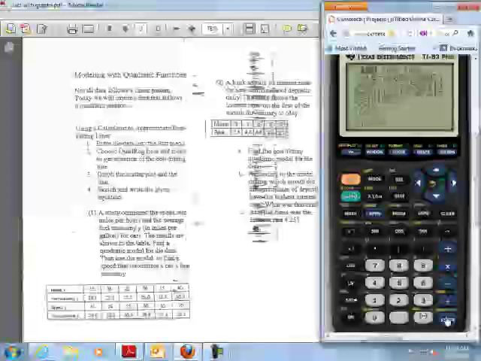And then to be able to see a picture of it, we're going to press zoom. And from that zoom menu, we're going to scroll through until we see the option that says zoom stat, since we're doing statistics. And that will set a good window for us. And we're going to hit enter. We'll be able to see our data, and we'll be able to see the equation that should fit the data.